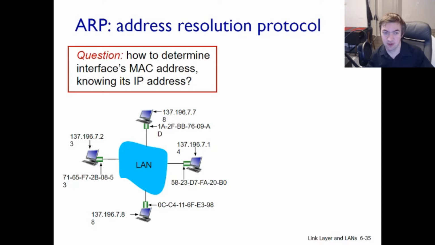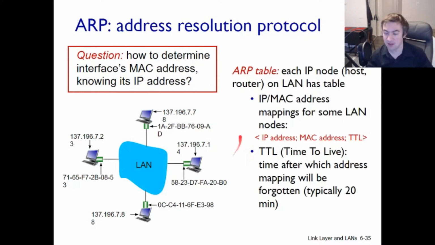So the obvious question then is, if you know an IP address, how do you get the MAC address out of that? And the way that it's done is through what's called an ARP table, Address Resolution Protocol. So each node, whether it's a host or a router on the network, is going to have a table, and the table maps IP to MAC addresses for some of the nodes, and it includes information that looks something like this. You have IP address, MAC address, you know which one's for which, and TTL, time to live, we've seen this before, which is the time after which this mapping of addresses will be forgotten, and it's typically about 20 minutes.